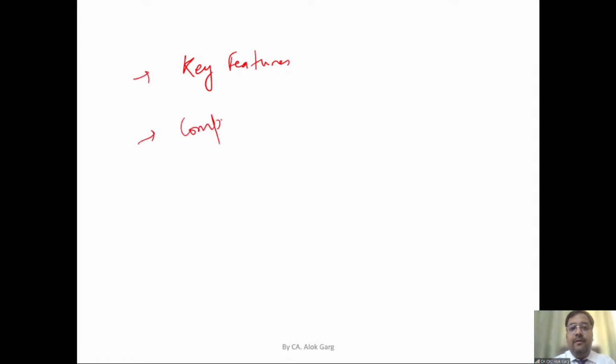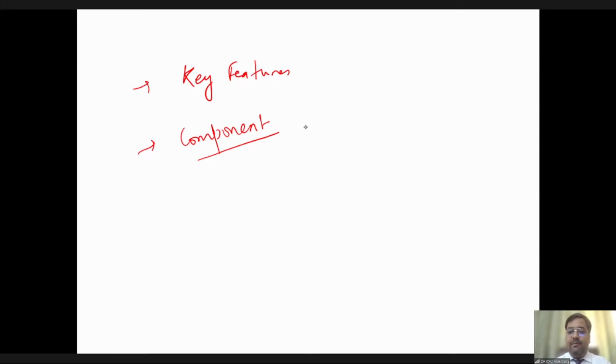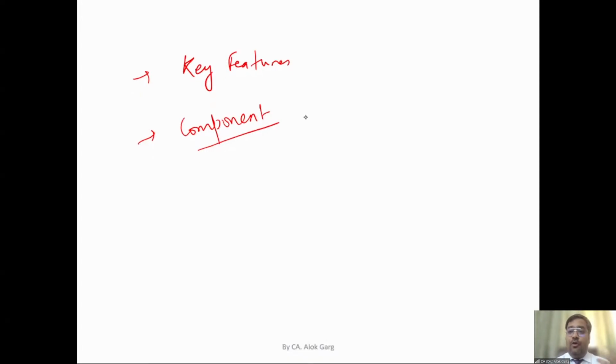Then component. When we are talking about the component of the financial statement, in the last class we discussed there is a balance sheet, there is a statement of profit and loss, including other comprehensive income. The third statement is statement of changes in equity. The fourth one is notes to accounts and other explanatory information, right? And of course, there is a statement of cash flows as well, right?